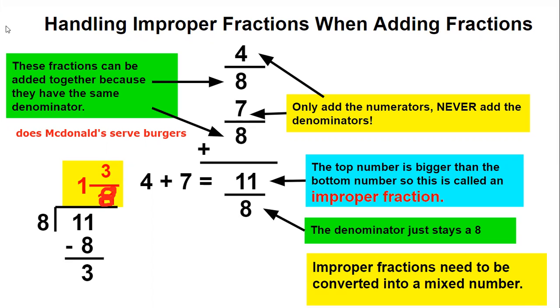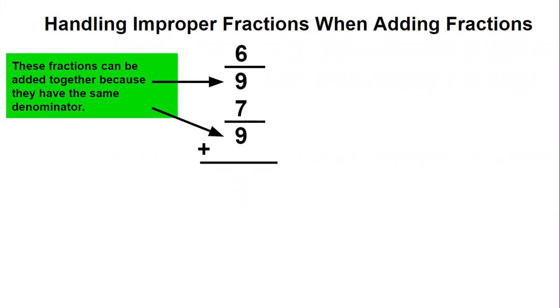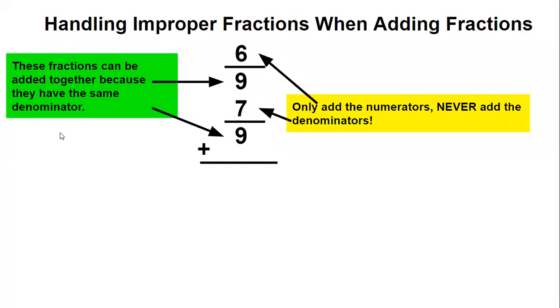Okay, let's try that one again. We have 6/9 plus 7/9. We check the denominator. They should both be the same before we can add them, and they are. They're both 9s. So we're going to add the numerators. 6 plus 7. 6 plus 7 is, you guessed it, 13.